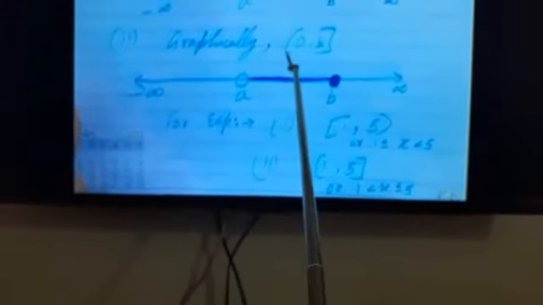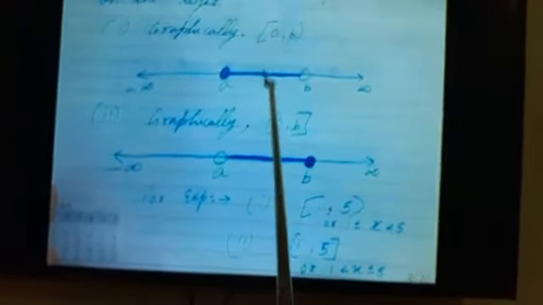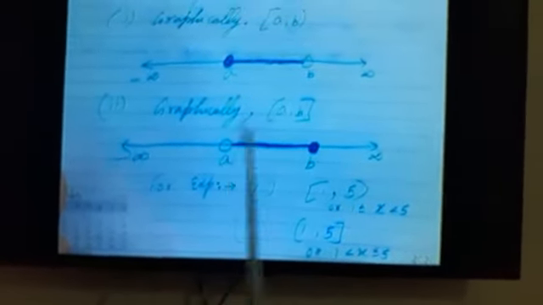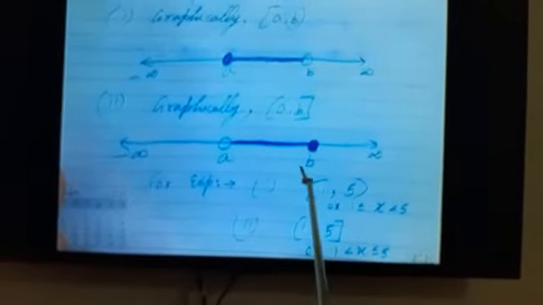Second one, if (a, b], here open is there, here closed is there. See here, difference is there. Here closed, this one open, here this one open, this one closed. So graphically difference is also there. Here shaded one, here without shade. Here open is there, here shaded one is there.